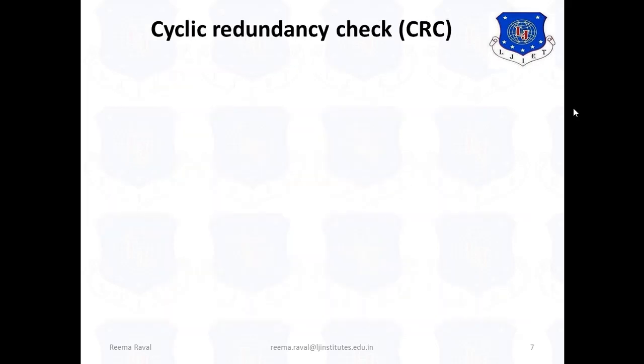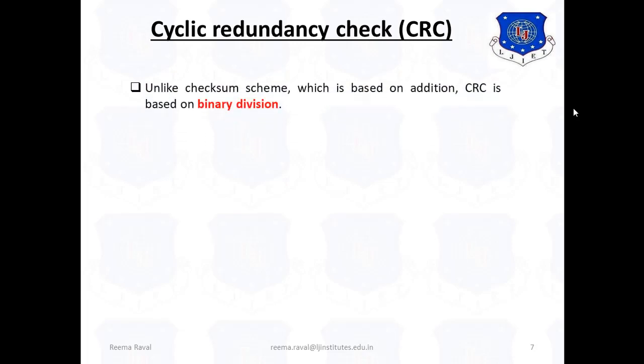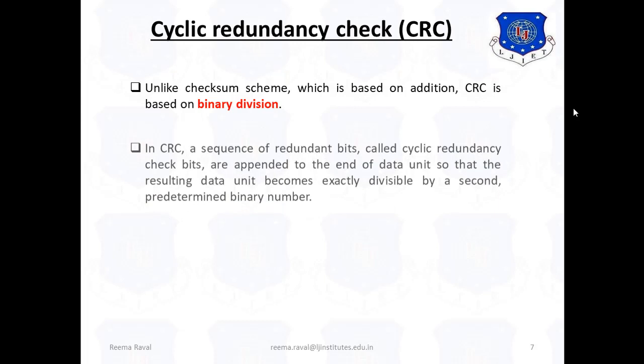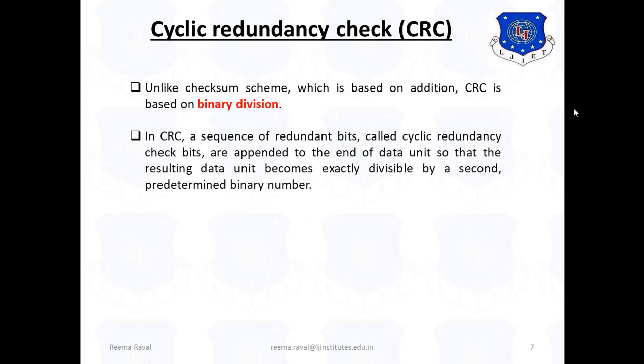Now next let us see the cyclic redundancy check method, that is the CRC method. Unlike the checksum scheme, which is based on addition, CRC is based on binary division. In CRC, a sequence of redundant bits called cyclic redundancy check bits are appended to the end of the data unit, so that the resulting data unit becomes exactly divisible by a second predetermined binary number.